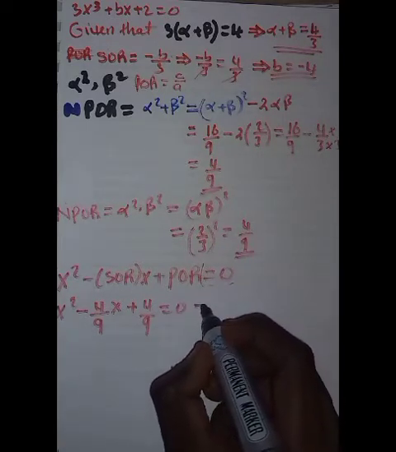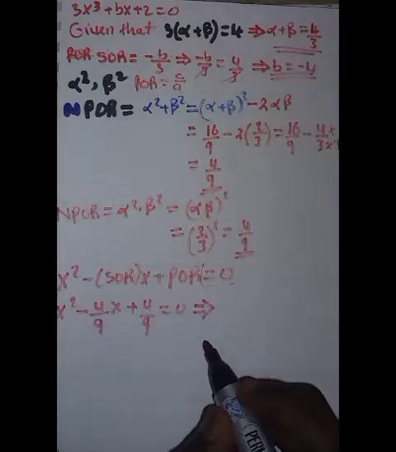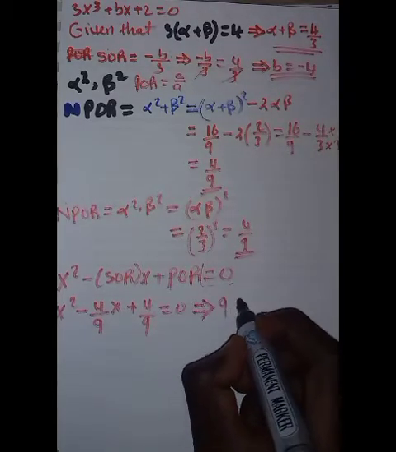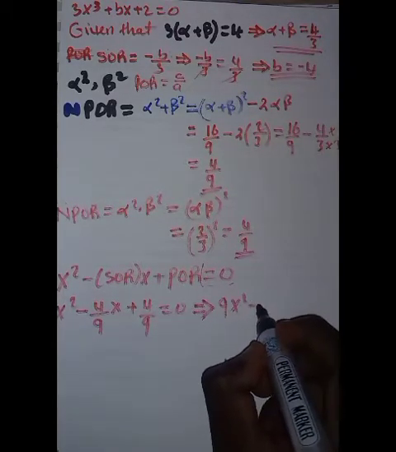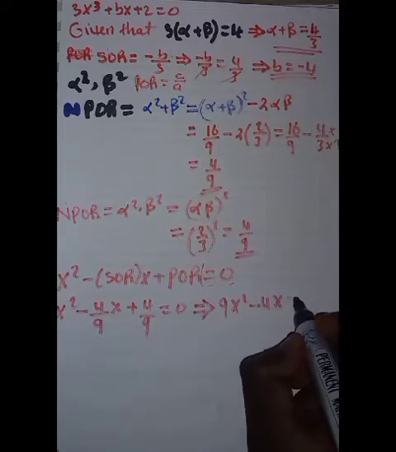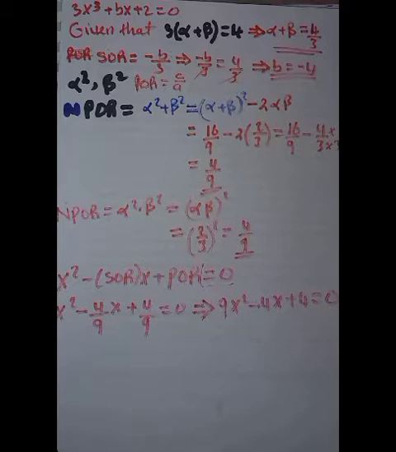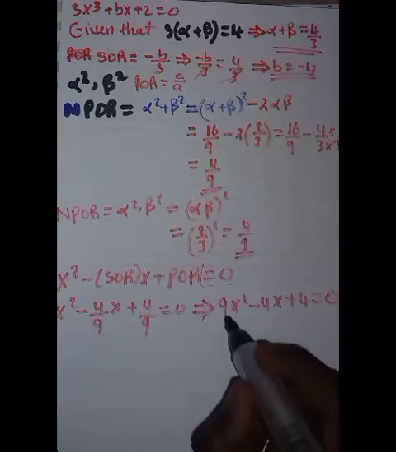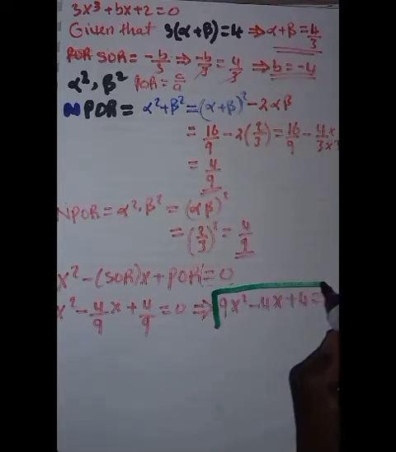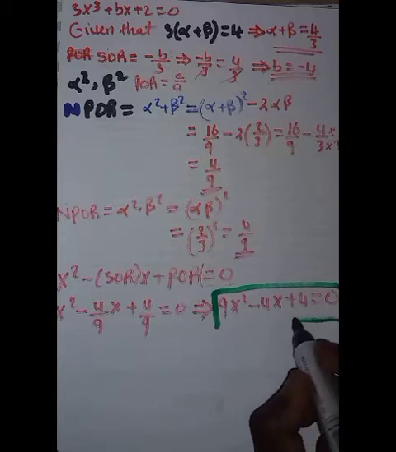So if we simplify further by multiplying all through by 9, we are going to have 9x squared minus 4x plus 4 equals 0. Good. So this is our required equation. This is the required equation which we were asked to bring forth.